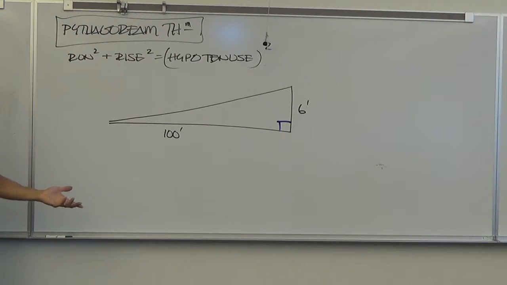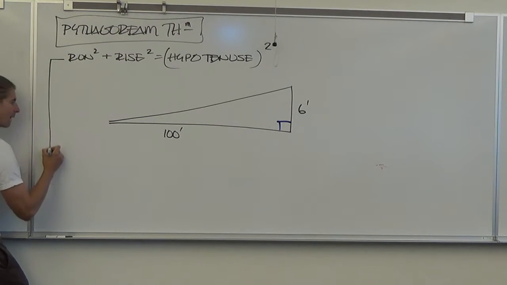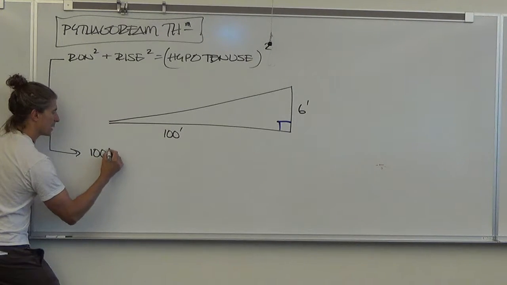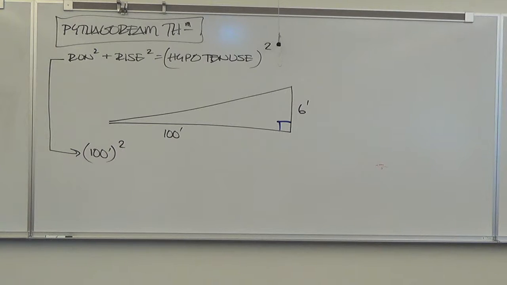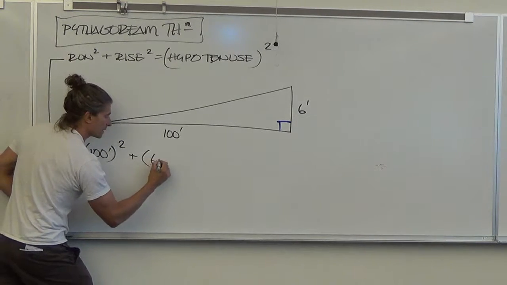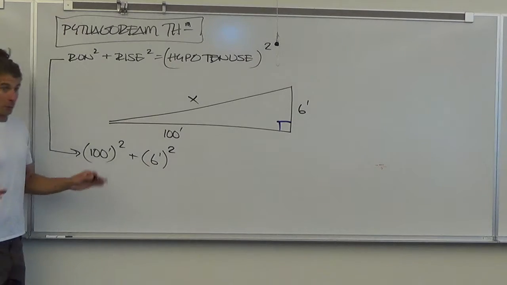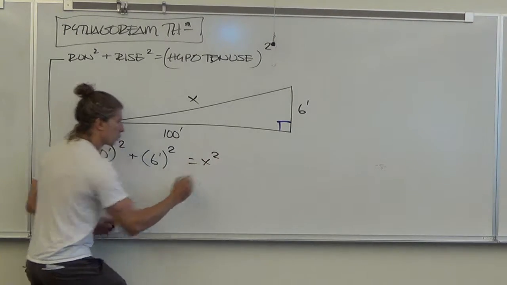Well, we know the run and the rise. The run's 100, the rise is 6. I think we can figure this out. Let's work on it together. Run squared. Well, the run is 100 feet, and that's going to be squared. Rise is 6 feet, that's going to be squared. And that's going to be equal to this unknown thing. I think you guys like X, if I remember correctly. You don't like the question mark, smiley face, and stars. Call it X. Equals X squared.